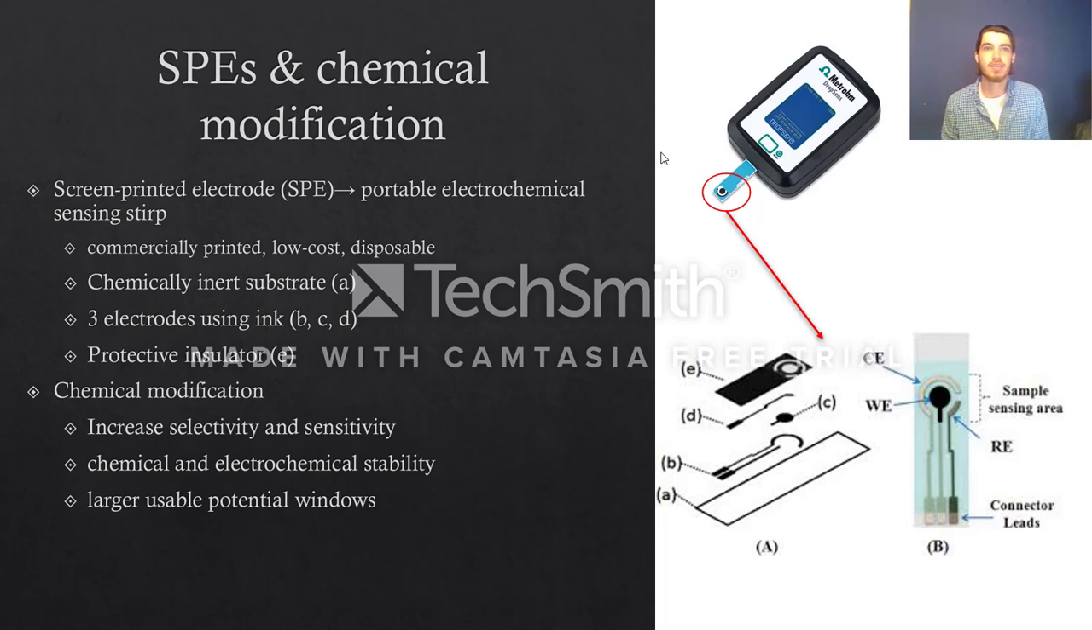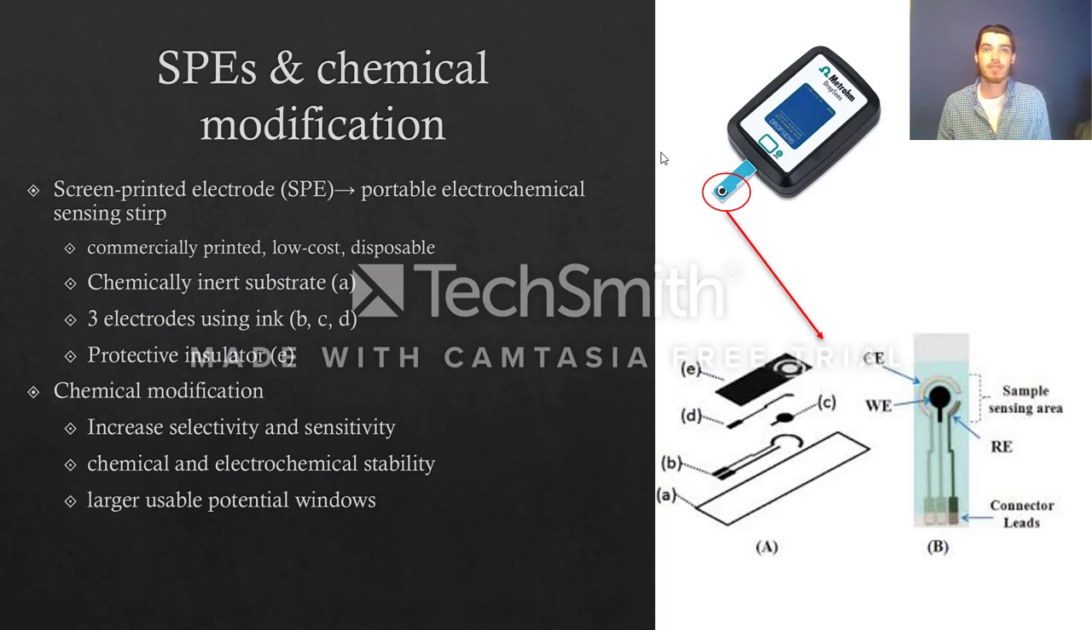electrodes, or SPEs. An SPE is a system that contains the 3 electrodes in one disposable strip, allowing for portable analysis of different analytes by placing the solution onto the sample sensing area. The electrodes are printed onto a flexible and chemically inert substrate using different kinds of inks, such as silver, platinum, or carbon, and covered with an insulating layer that keeps everything in place and only allows the sample sensing area to be the only part electrically active.